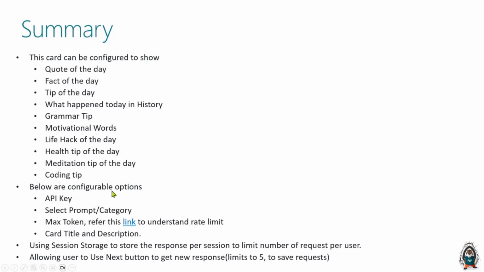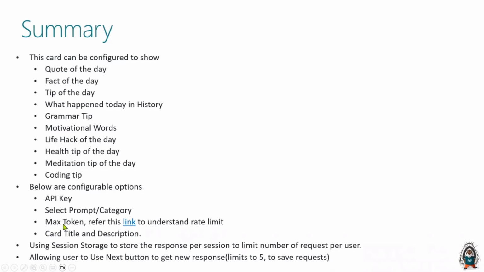In terms of configurable options, we have an option to configure the API key, which is basically the OpenAI API key. Then you would be able to select different prompts and categories based on which the adaptive card extension would make the API call, get the response, and put it in the quick view format.